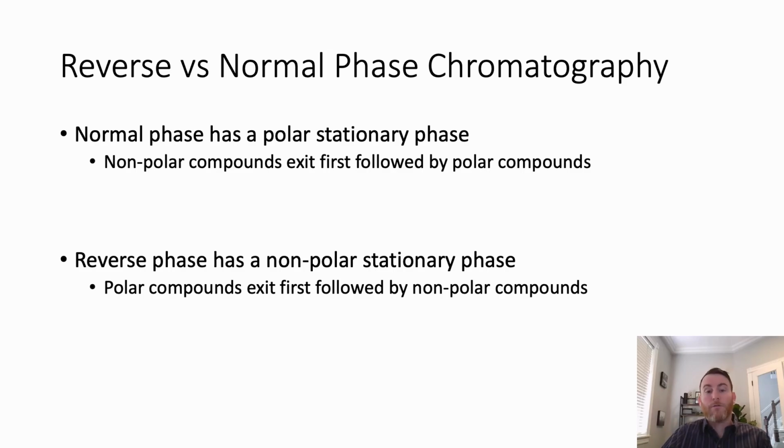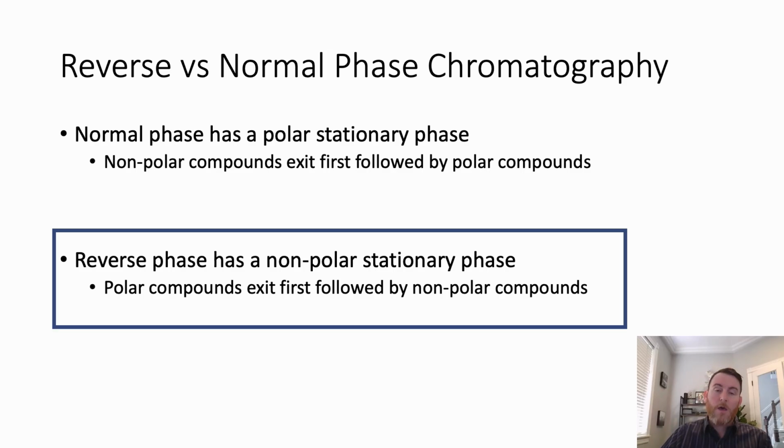What I can say is reverse phase is usually the most common column that we would use in most analytical applications in clinical. Not to say that stationary phases for polar compounds or polar stationary phases are not used, they're just not used as commonly.